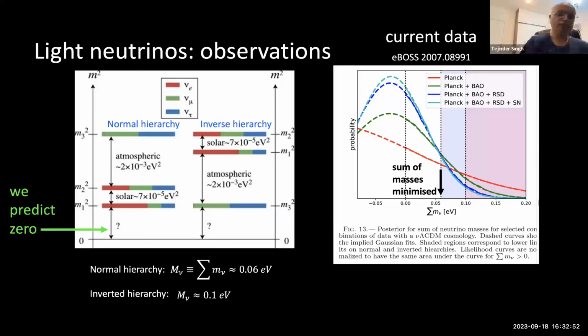Please go ahead. Yeah. So these experiments, over the next 3 to 5 years, will really start homing in on the sum of neutrino masses.